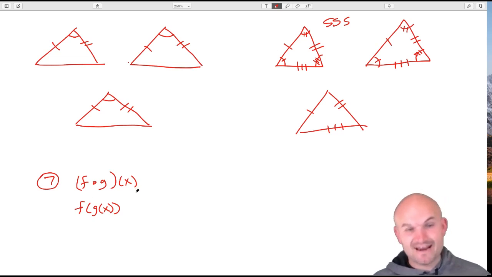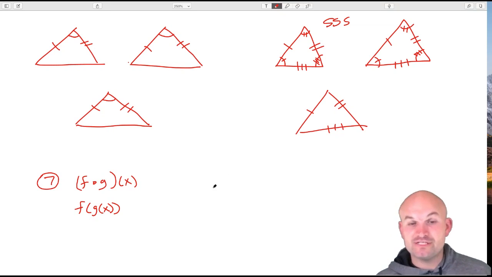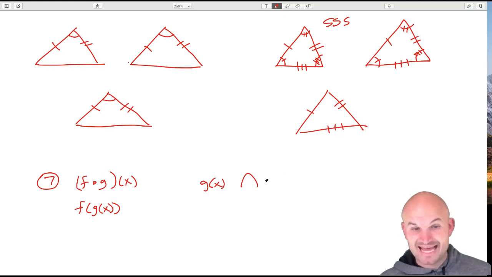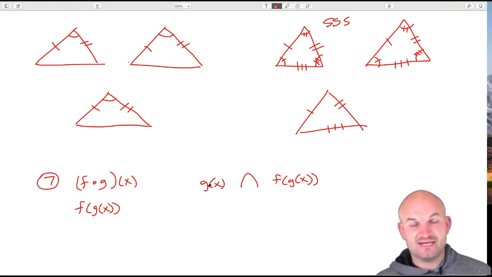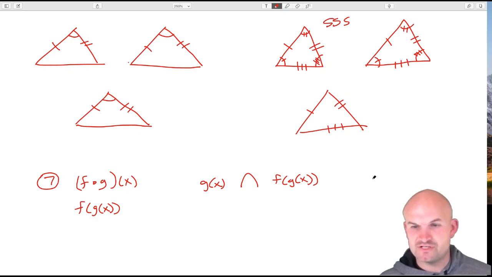So to identify this domain, you need to find the intersection of two domains: g of x and f of g of x. You basically just need to find the domain of g of x and the domain of f of g of x. Let me give you an example.